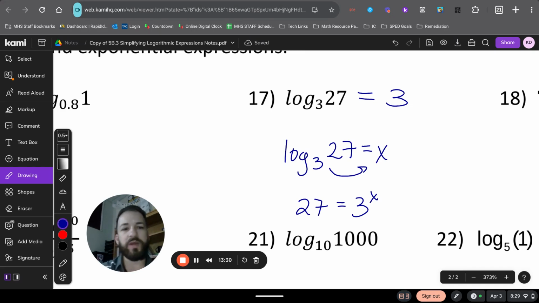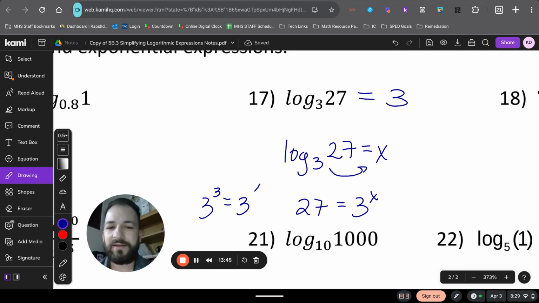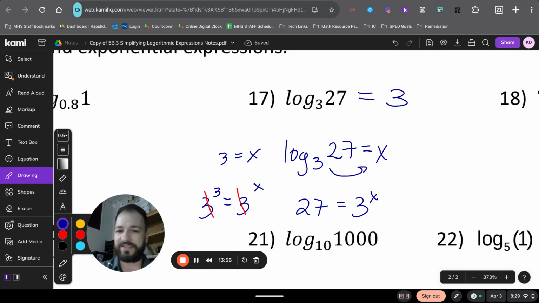And so from there, we can more clearly see, oh, it should be 3. Or we could even rewrite 27 as 3 to the third. And once we've done that, if I write a better x, we can eliminate our bases of 3 and get 3 is equal to x. So we can find that same value that we would otherwise.